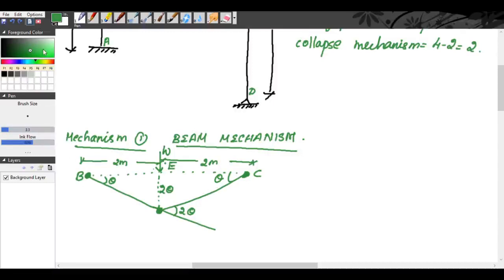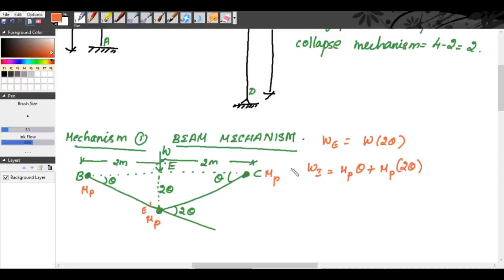Everywhere the plastic moment is Mp, right? So Mp, Mp, Mp. We have written all the external loads, the distances, Mp and the rotations. Now, our external work done is equal to only one external load, so it is W into 2 theta. Internal work done: we have 3 plastic hinges. At B, it is plastic moment into rotation, and the rotation is theta. At E dash, the plastic moment is Mp and the rotation is 2 theta.